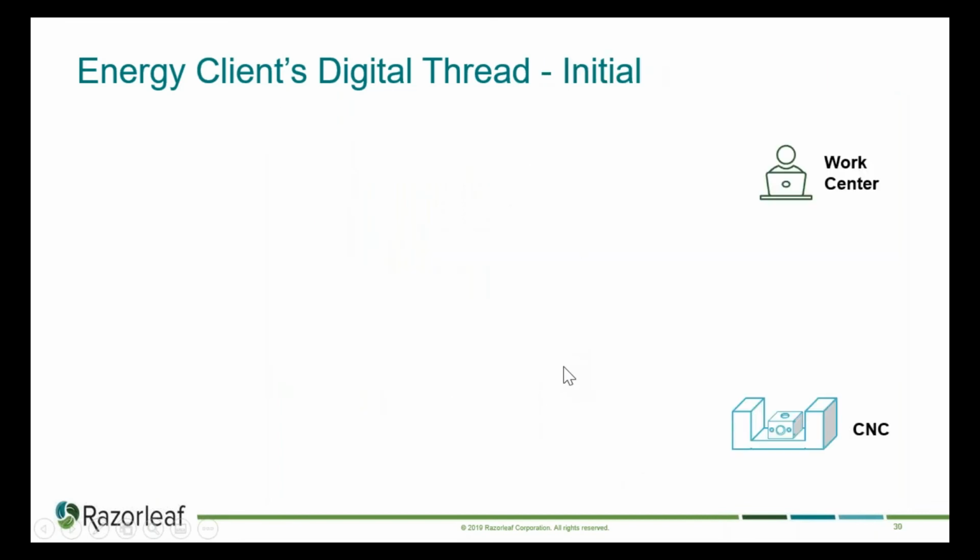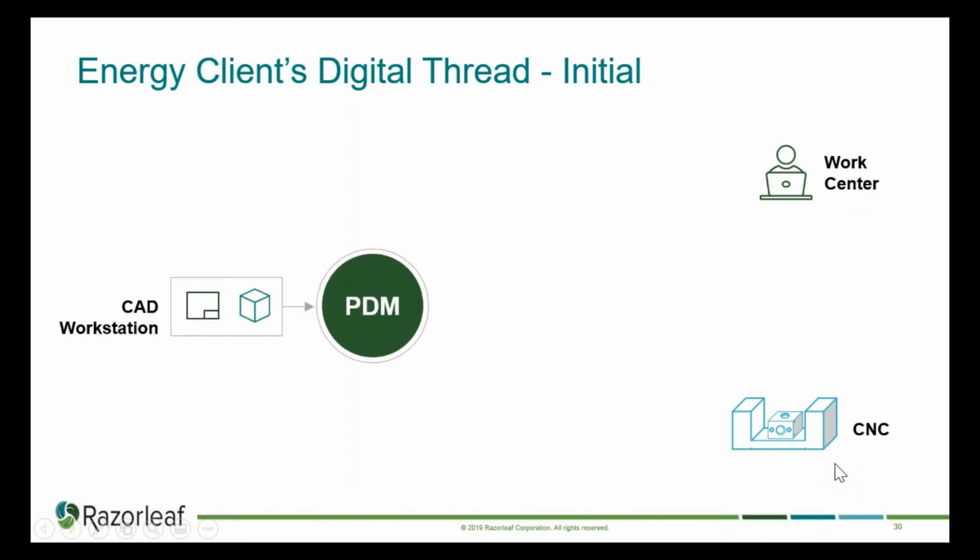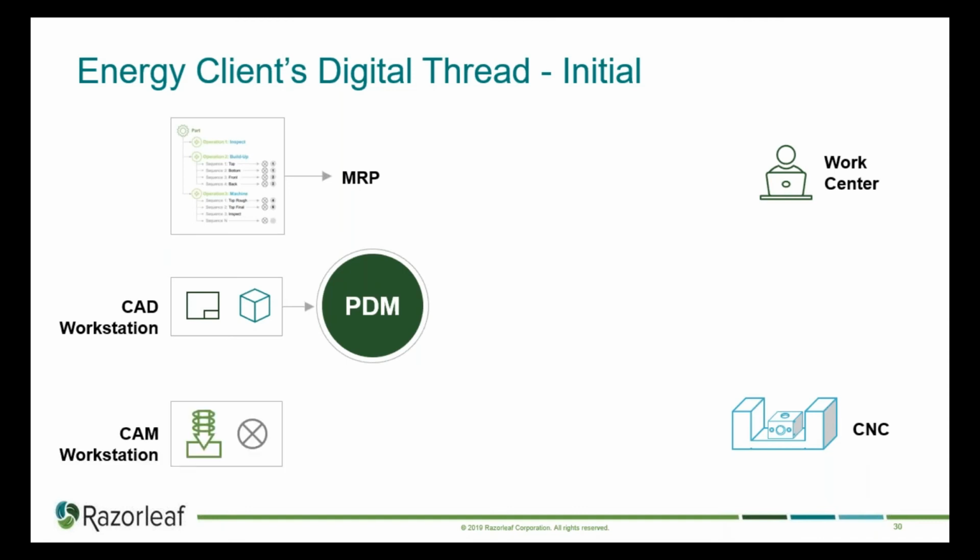So what did it look like when they started, right? When they realized the challenge that they had, it looked like this. So here at the end of the process is the work center where the operator would run the CNC machine. But the designer would create 3D models and CAD drawings. The MRP, or manufacturing planner, would do the plan, the op sequence plan, over in the MRP system. The CAM programmer would create the CNC programs.